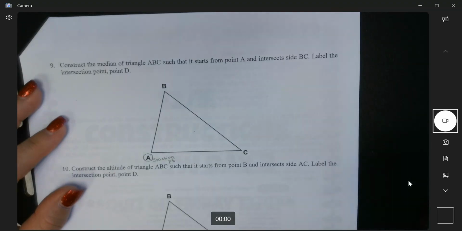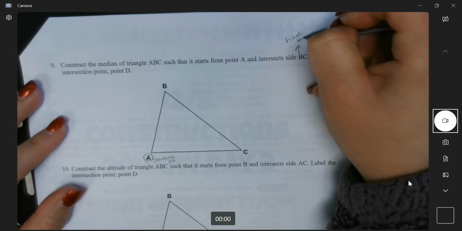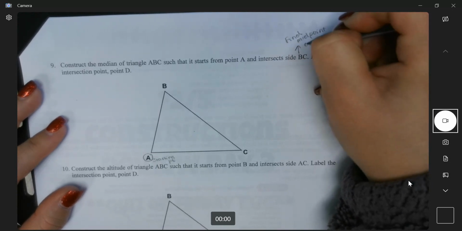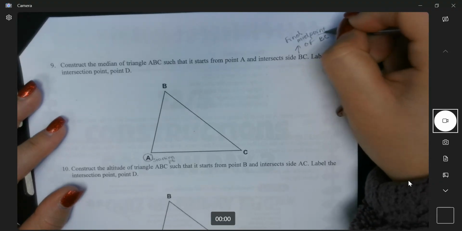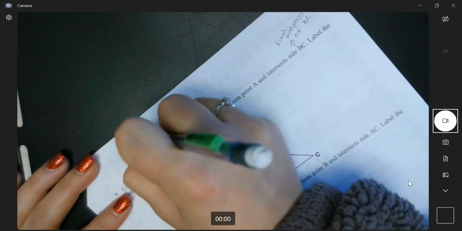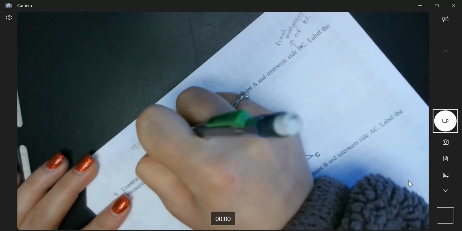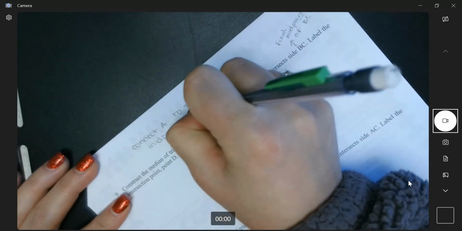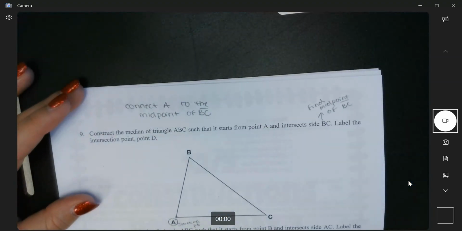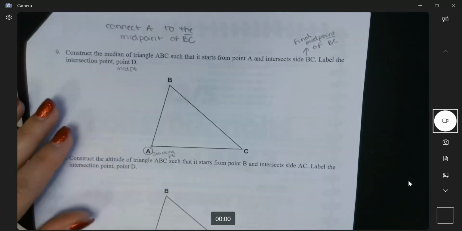And it has to intersect BC. So that means that first we have to find the midpoint of BC, because that midpoint is what we have to connect A to. So I'll write that off to the side here: connect A to the midpoint of BC. Okay, and then we're labeling that midpoint as point D. So this is what the midpoint is going to be labeled as. Okay, so let's take a look at this.